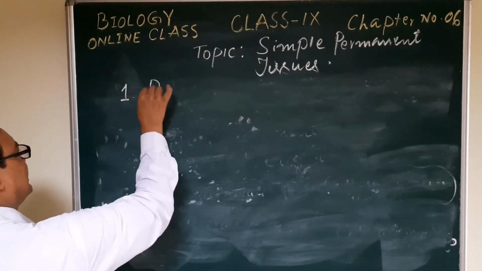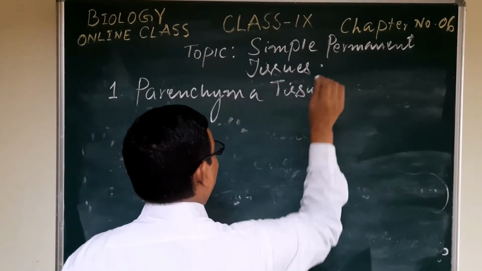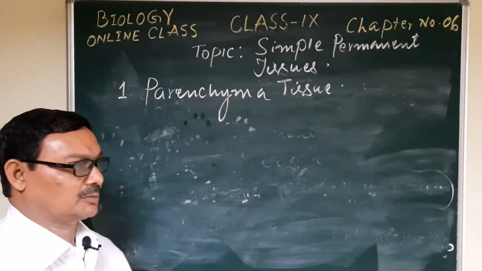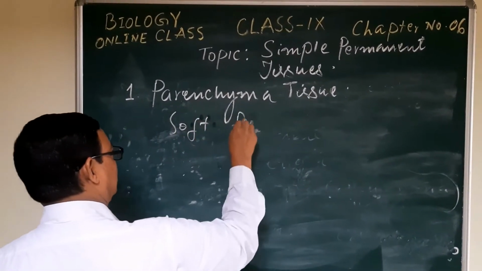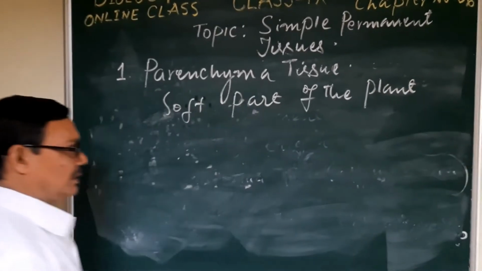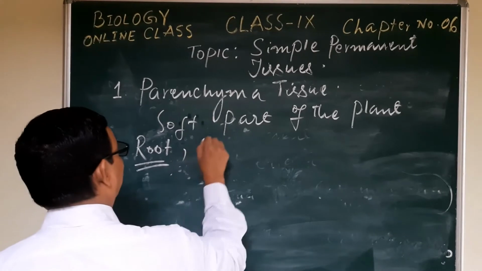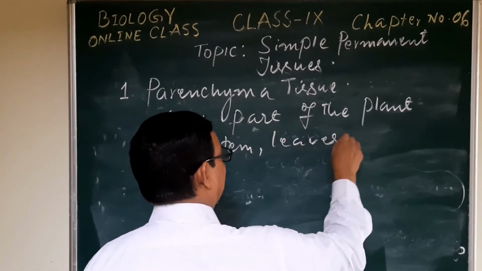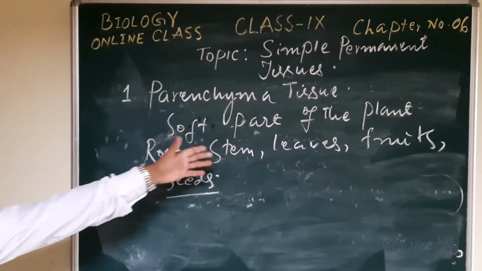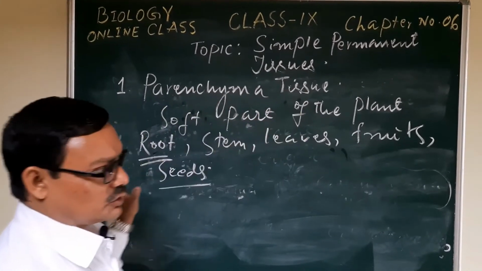Number 1 is the parenchyma tissue. This tissue is mainly present in the soft part of the plant. What are those soft parts? It is present in the root, in the stem, in the leaves, fruits, seeds, etc. That means all the morphological parts we have seen here. In all these parts where there is a softer region, parenchyma tissue is present.